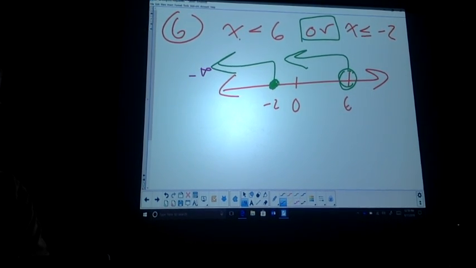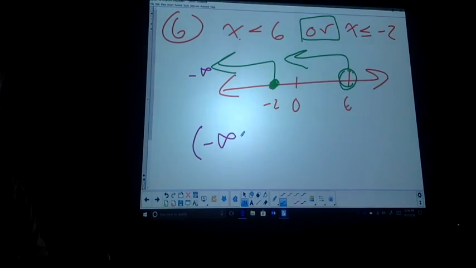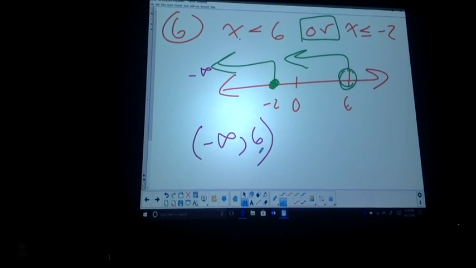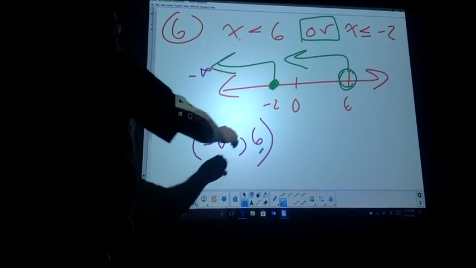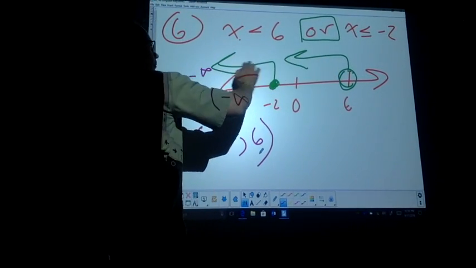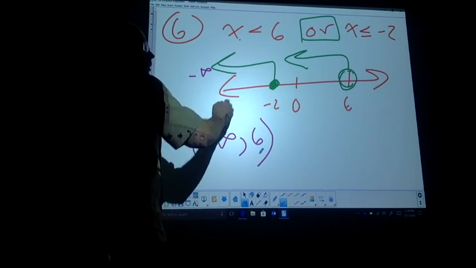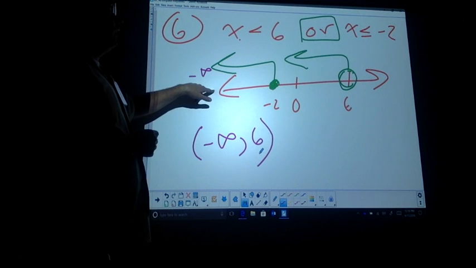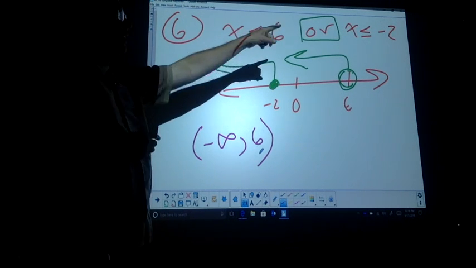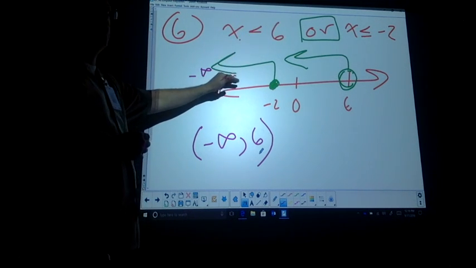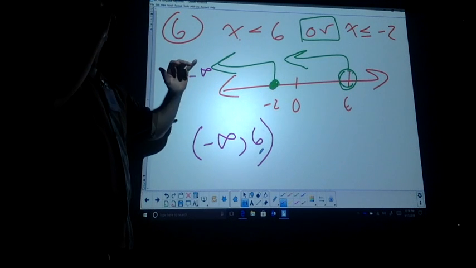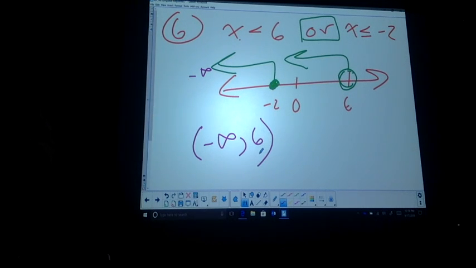So if you're reading this inequality, it's negative infinity to 6, rounded bracket. That's all you have to do. So this kind of overlaps this problem. What do I get when I start getting down here? It's true on both. So let's say I take -10. -10 is less than 6, true. -10 is less than -2, true. You get true on both. So, or, you need to have either be true, or true, false. One or the other. Or it could be both. That's why it overlaps.